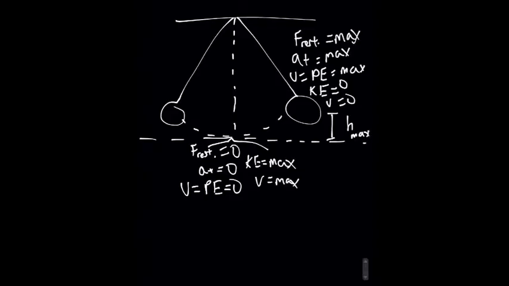When the distance of the pendulum from the equilibrium is greatest, the restoring force is maximized, acceleration is maximized, velocity equals zero, and potential energy is maximized. At equilibrium, kinetic energy is maximized, velocity is greatest, the force is zero, and the acceleration is zero.